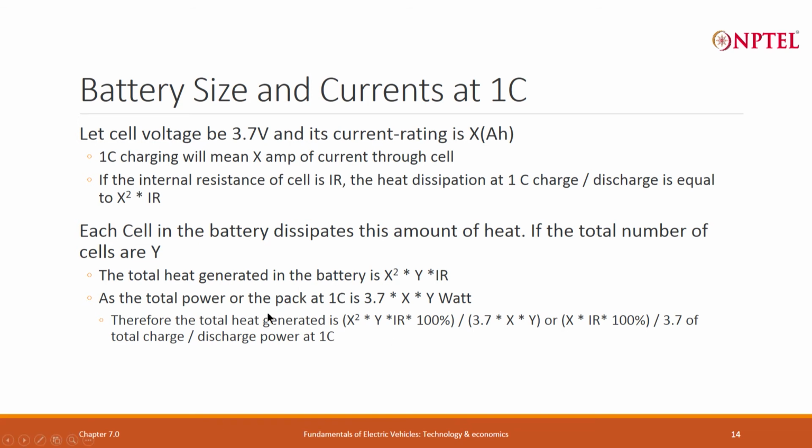As the total power of the pack at 1C is 3.7 into x into y, what is the percentage of heat generation? The heat generated is x square y into IR, the internal resistance, divided by the total power 3.7 into x into y, or x into IR multiplied by 100% divided by 3.7, as a percentage of the total charge-discharge power. So, a certain amount of power is just lost as heat.